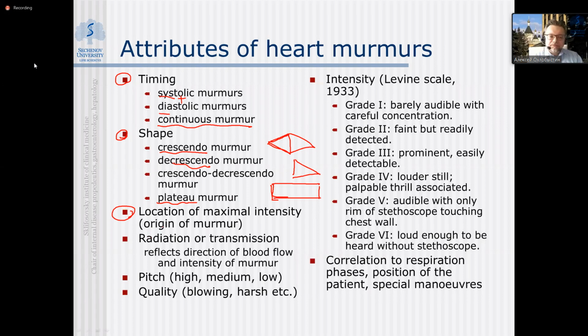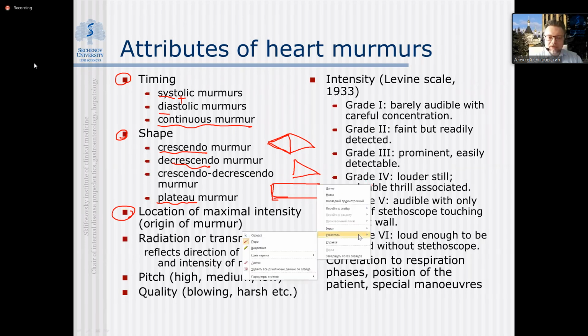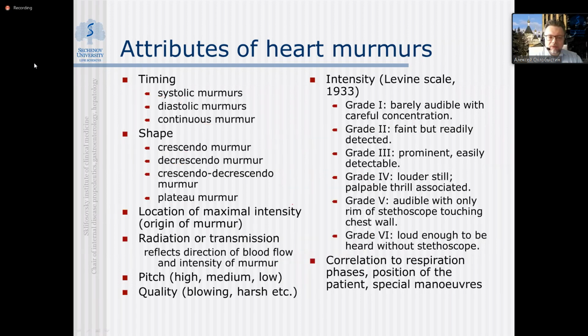Good. Just a little bit later, we'll discuss the factors that determine the shape of the murmur. It's quite important from the point of view of understanding cardiac pathophysiology. Radiation or transmission of the murmur is a factor that will reflect the direction of the blood flow, the change in the murmur intensity, a very important factor. It will show you the direction of the turbulent blood flow that will develop in valvular heart disease.